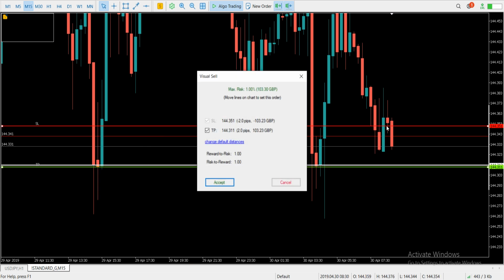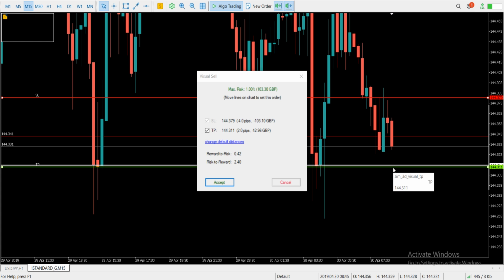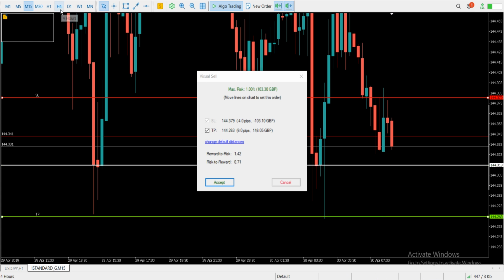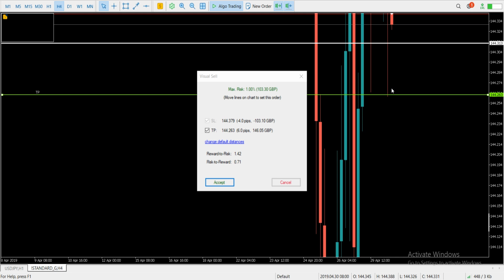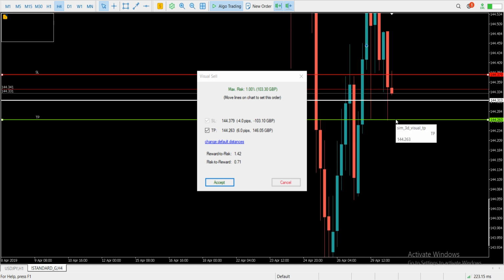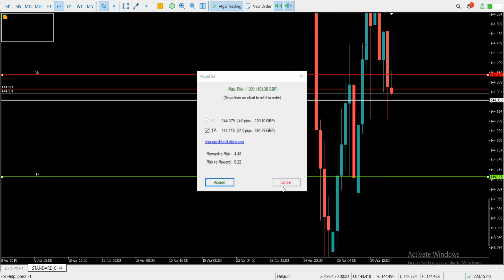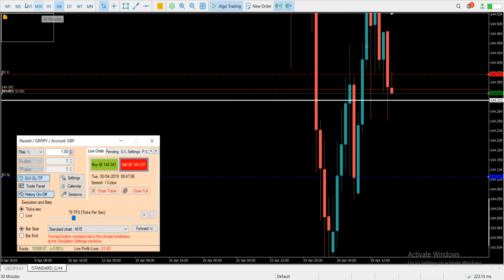Let's take a sell. Stop loss will go right above that candle, take profit will go where the 4-hour candle can easily come to this wick fill and then potentially touch these lows, at least this one. So accept and let it run.